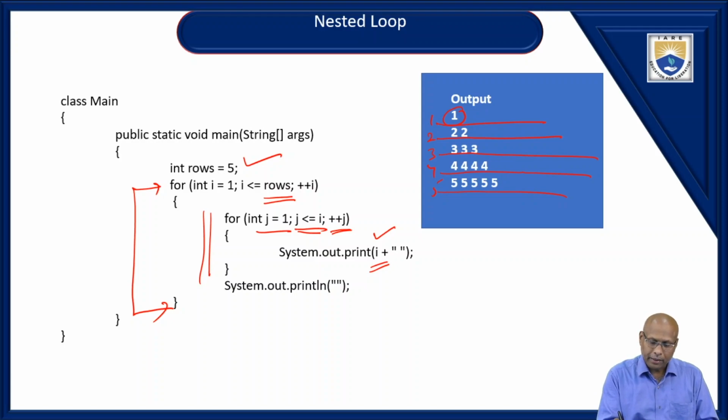Whenever i is 1, print only 1 time. Whenever i is 2, print the same 2 times. Whenever i is 3, print 3 times. So that means I am printing the i value, not the j value.